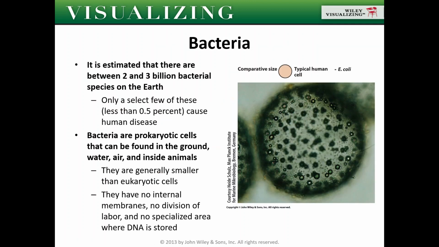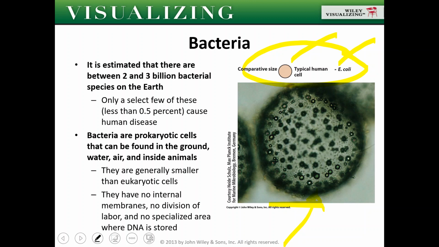So the first group of microorganisms that we're going to talk about are bacteria. The total number of bacterial species on Earth is enormous. We're talking billions. Only a few of those can actually cause human disease. In this picture, you can see the comparison of a typical human cell versus E. coli. You see E. coli is much smaller. So this is a bacteria. This is a coccus, a circular bacteria here. They're prokaryotic, meaning that they do not have a nucleus. They can be found virtually everywhere.